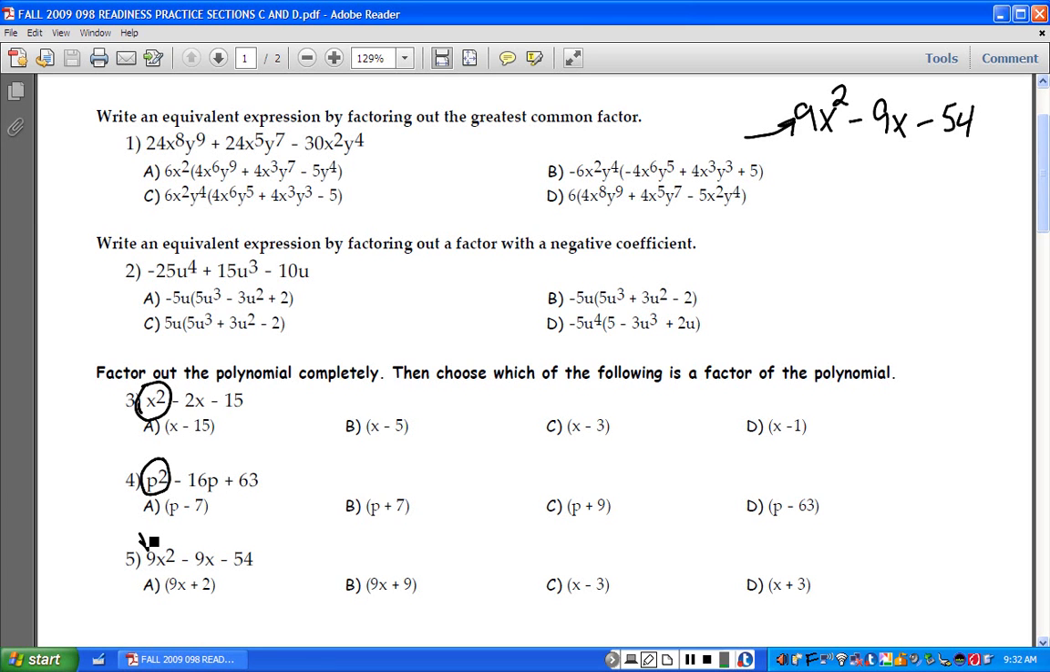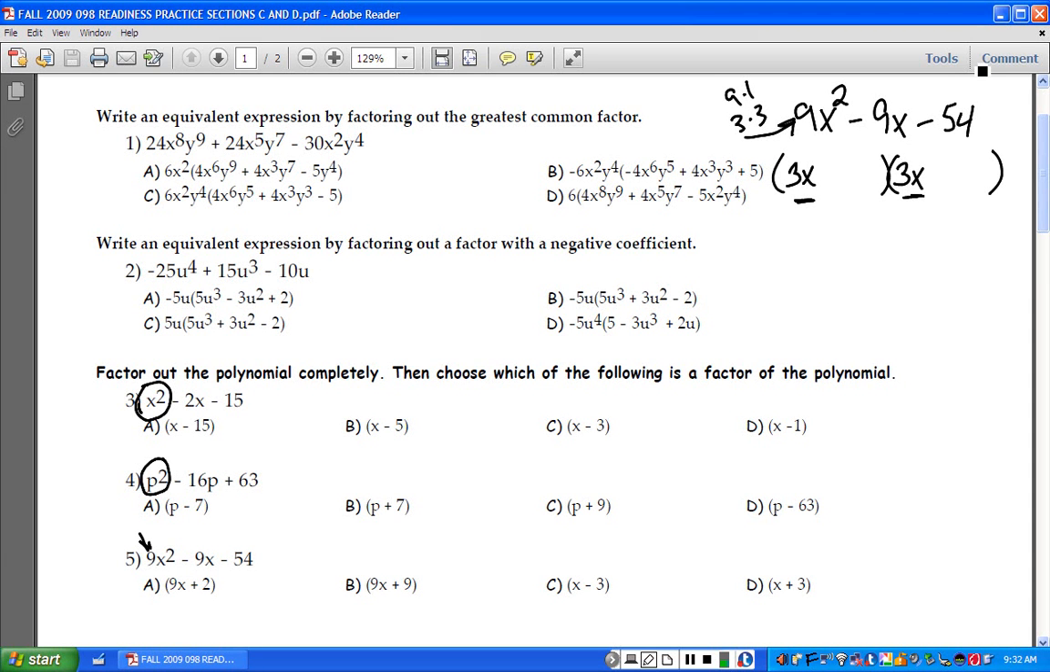So once again, we're trying to figure out a first times a first. That gives us 9x squared. Well, we know 9 is 9 times 1, or 3 times 3. So let's try 3 times 3. So 3x times 3x would give us 9x squared. So first times first would give us first. So now let's try 54.